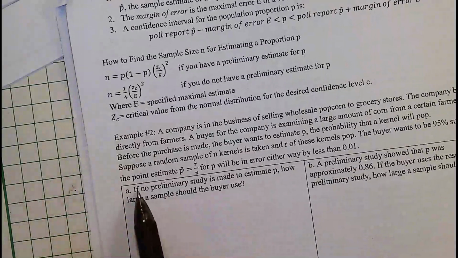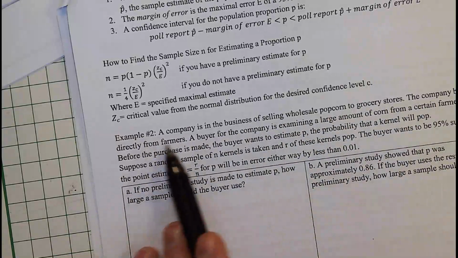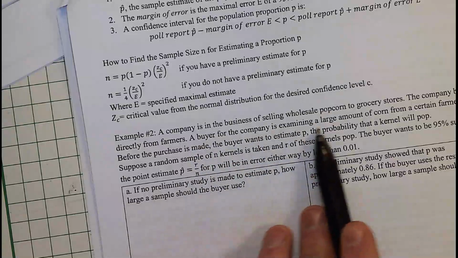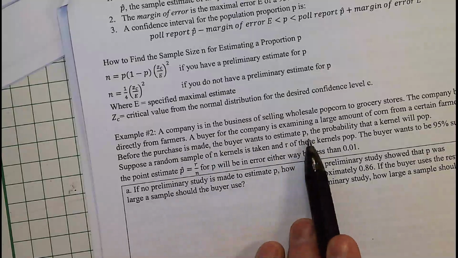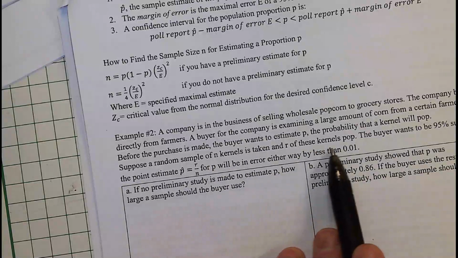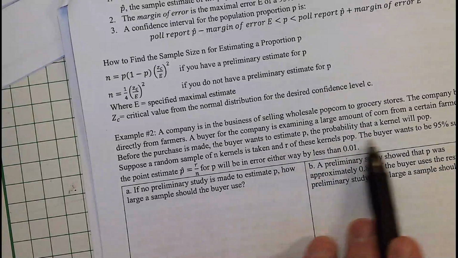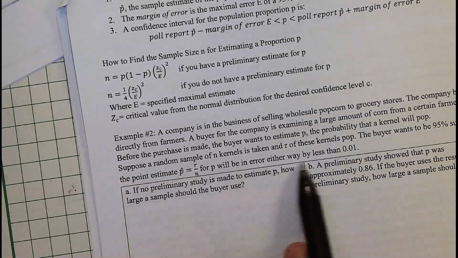A company is in the business of selling wholesale popcorn to grocery stores. The company buys directly from farmers. A buyer of the company is examining a large amount of corn from a certain farmer. Before the purchase is made, the buyer wants to estimate P, the probability that a kernel will pop. Suppose a random sample of n kernels is taken. The buyer wants to be 95% sure the point estimate for P in the error either way is less than 0.01.